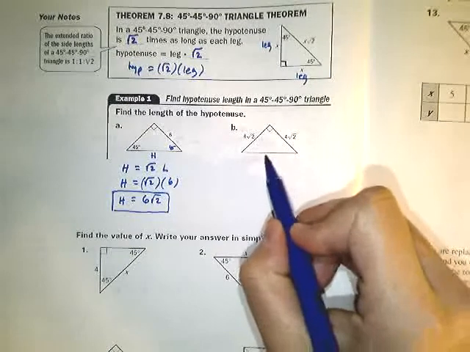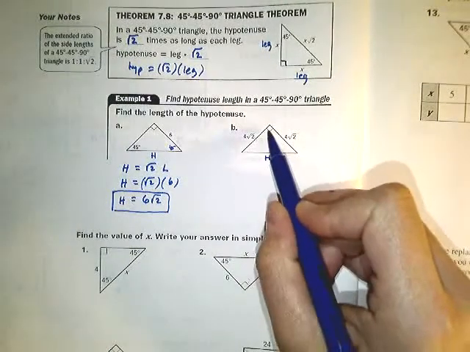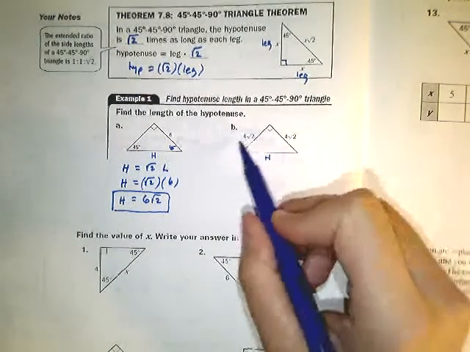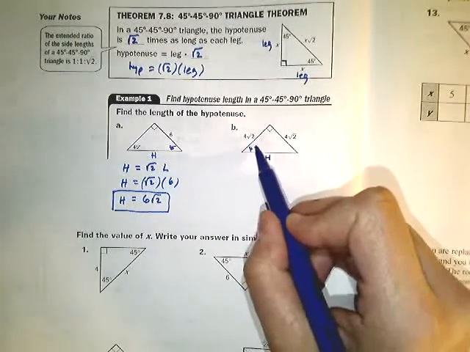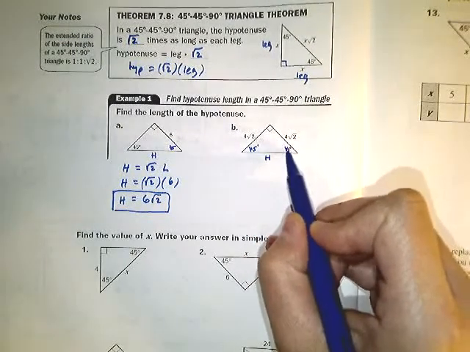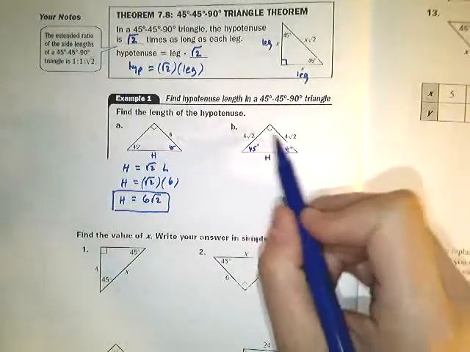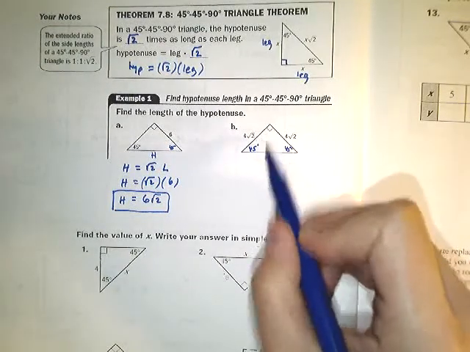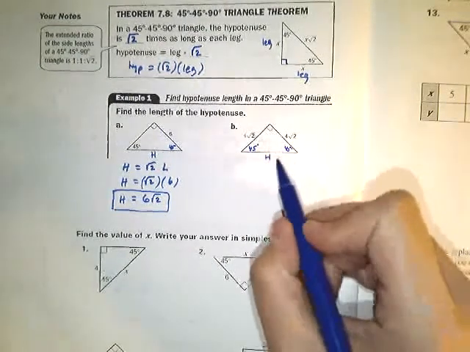Here again they want us to find the length of the hypotenuse H. As long as this is 90 degrees and the two sides next to that are equal, then this is indeed a 45-45-90 triangle. Isosceles right triangles are 45-45-90 triangles. These angles have to be 45 and 45.